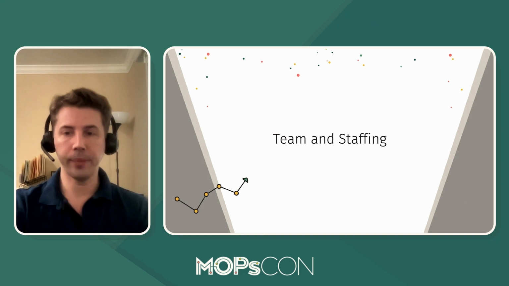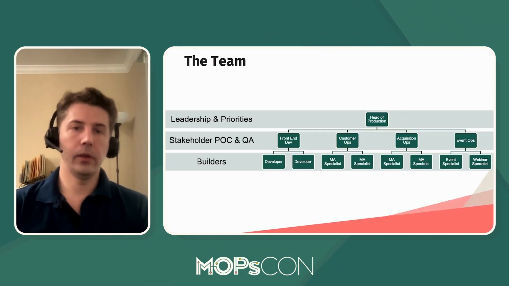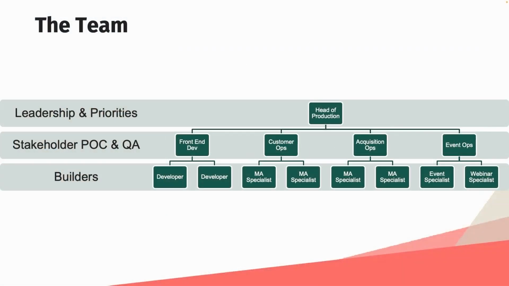Who do you need on your team and what are they going to do? So this is a larger team and you're going to have a head of production, some line managers and builders. And the head of production is going to be responsible for executive management and expectations, KPI accountability, keeping the trains on time and the platforms on time.